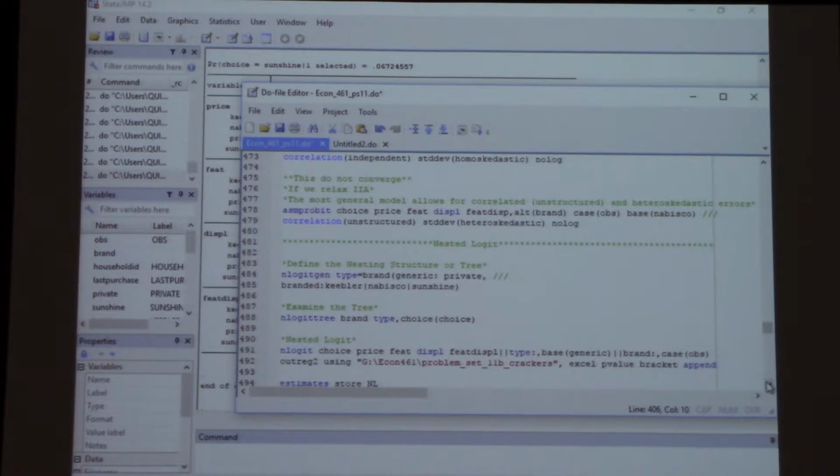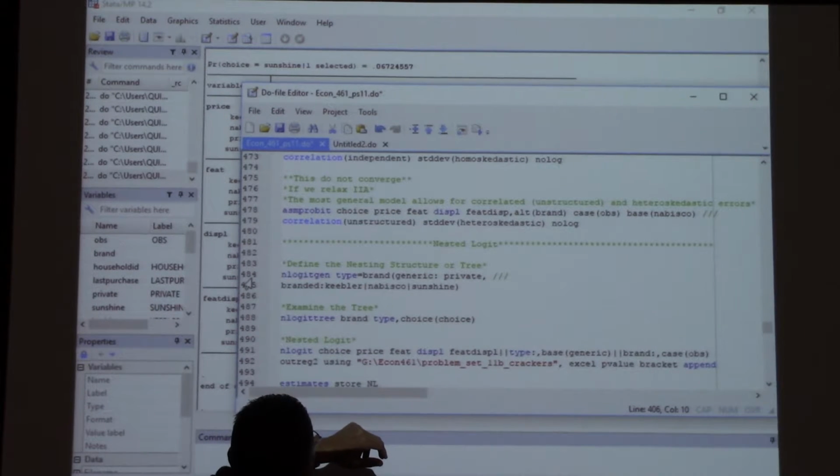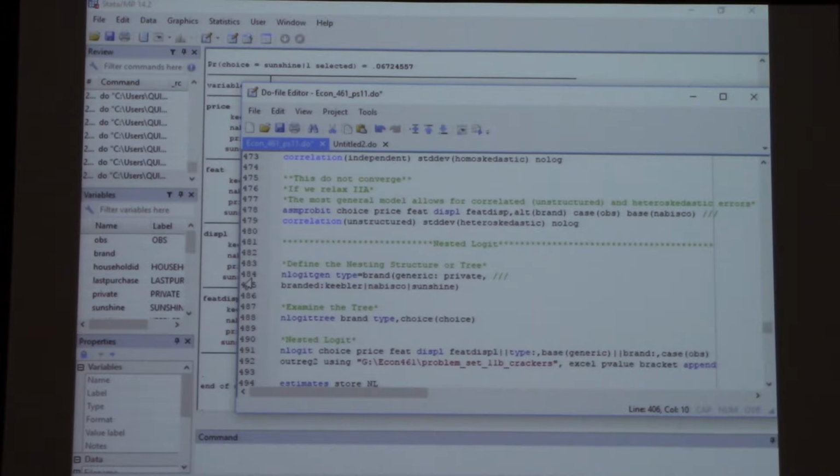Let's do a nested logit. All right, so first thing we do, so nested logit, like conditional logit, like alternative specific conditional logit, the McFadden choice test, has to be in long form as opposed to wide form. Data is already in long form, which is good. First thing we've got to do is define our tree. So we're going to generate this variable called brand, and we're going to distinguish between two types essentially.